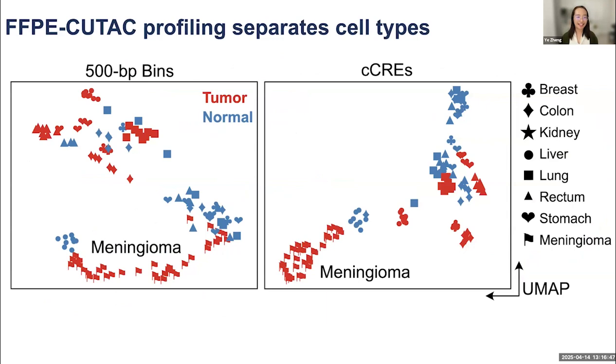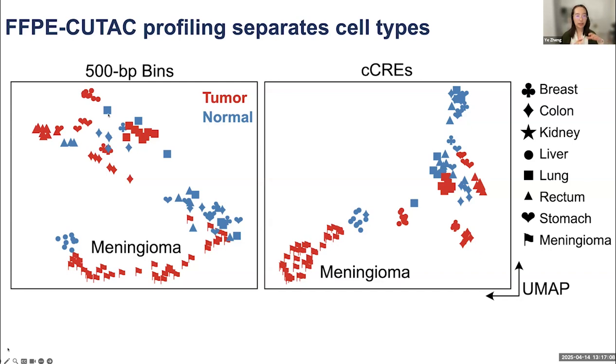Again, after we get the data, we want to check the data quality. Showing here, the red flags represent the meningioma samples. We have 30 patients, and in total, 36 samples for meningioma.